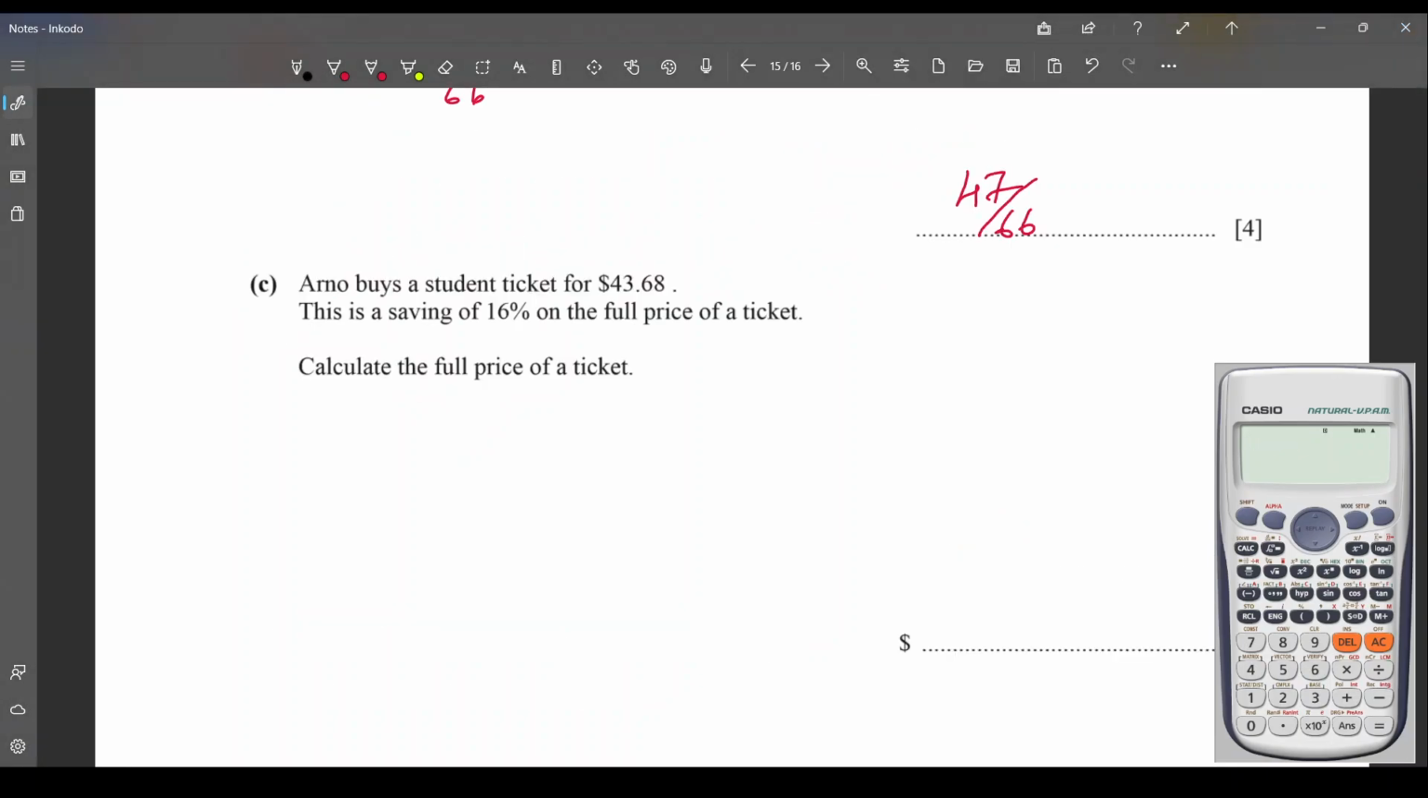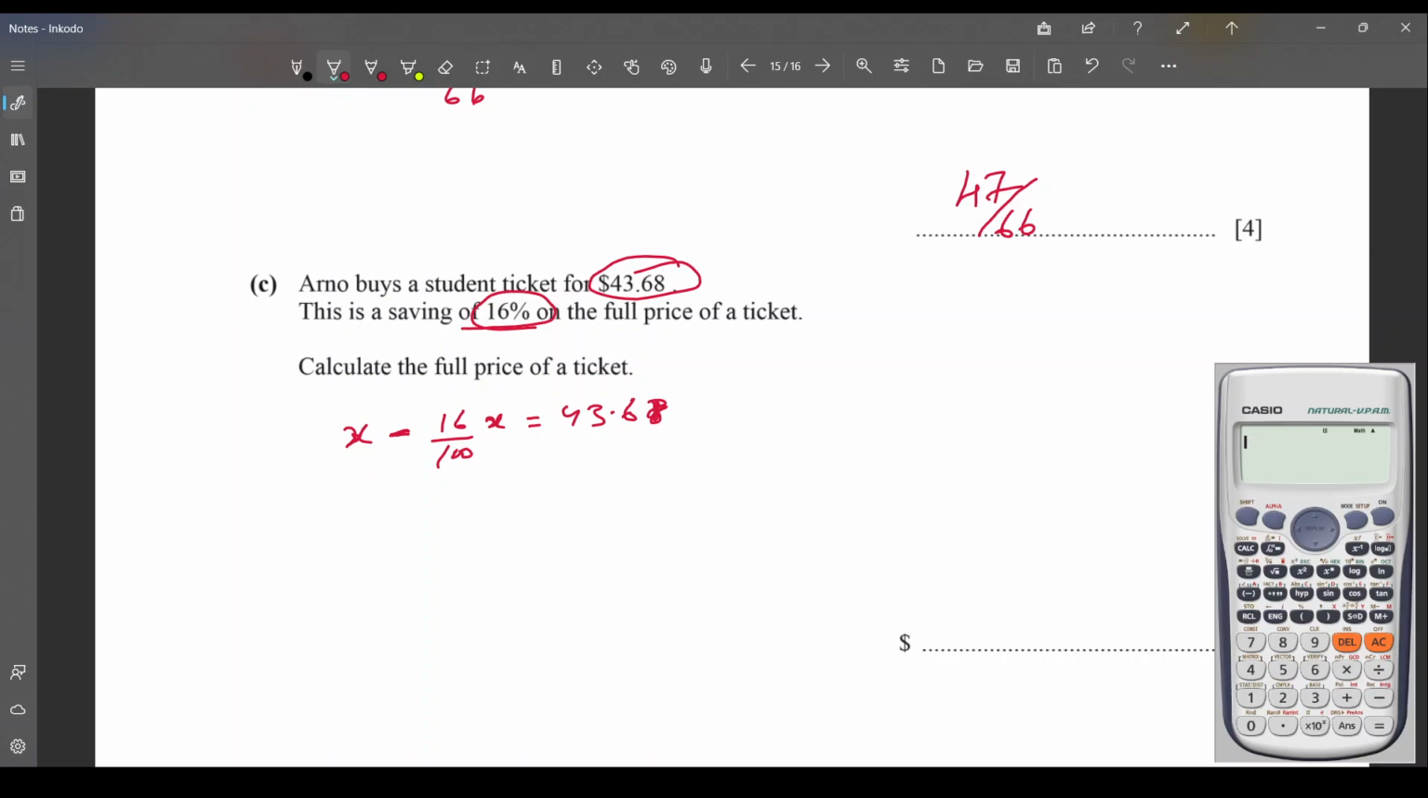For this question, Arno buys a student ticket for $43.68. This is a saving of 16% on the full price. So calculate the full price. Let's say the full price is x, and because he bought it 16% less than the full price, full price minus 16% of full price equals 43.68. That's what he bought it for.